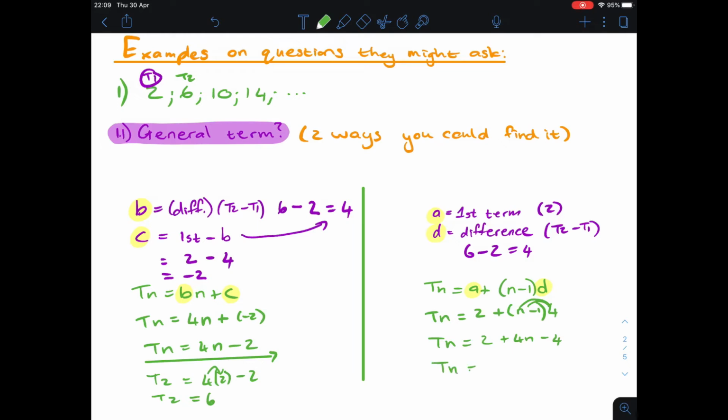Now I'm going to just look for like terms. 2 minus 4 is negative 2, so I have 4n minus 2. So obviously it will give you the same answer as the one right next to it, but it's two different ways to do it. It gives you the same answer, so it depends on which formula is easier for you to remember. I'm going to guess that it's going to be this one over here, but it's up to you.